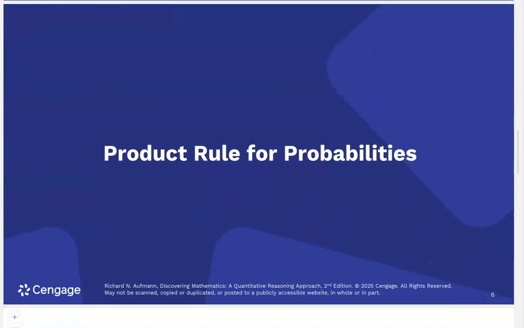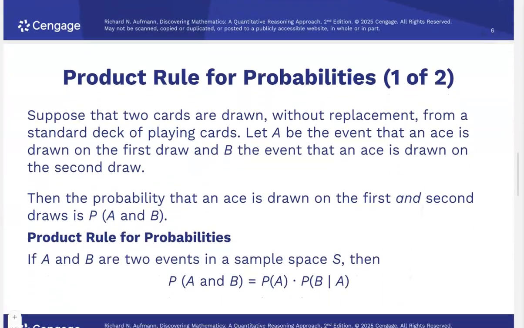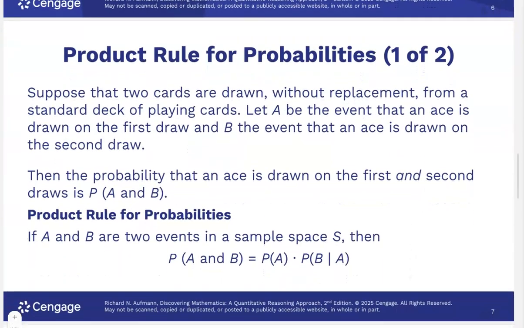Let's look at a product rule for probabilities. So when we want to find two events, and we're looking at the probabilities, now in this example we are no longer drawing one card. We are drawing two cards. So we want the probability that the first one is this, and then the second one is this.